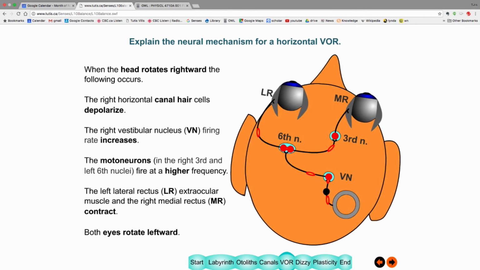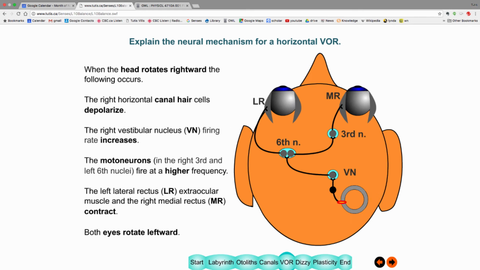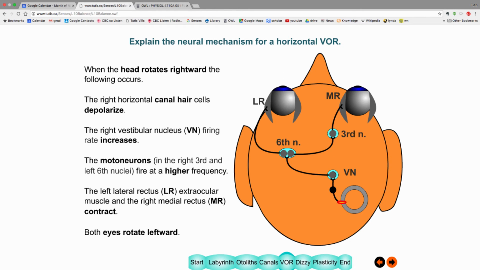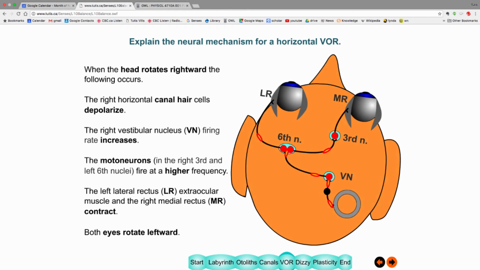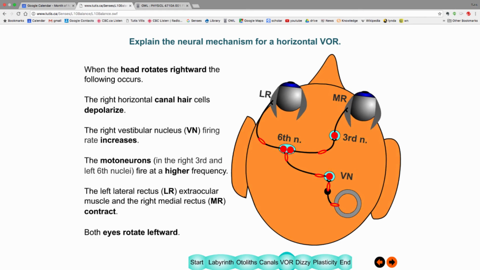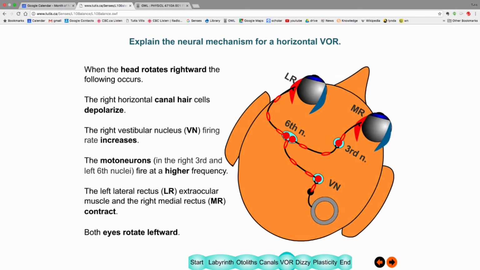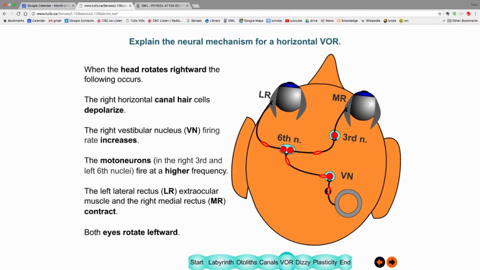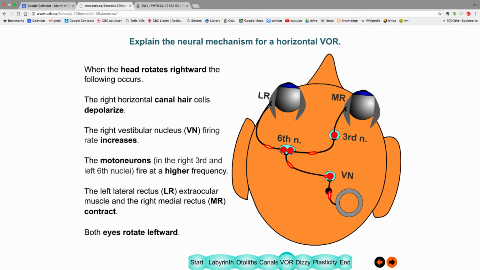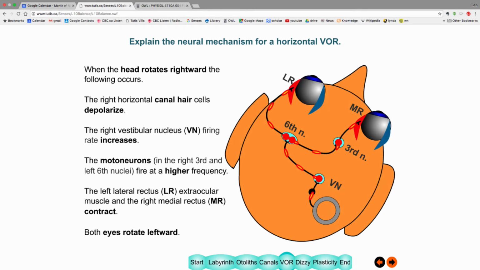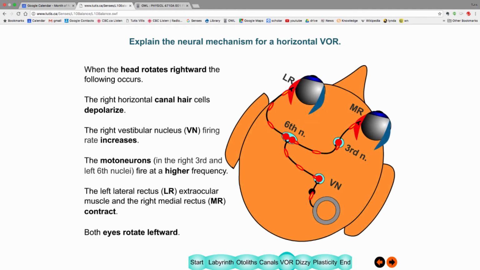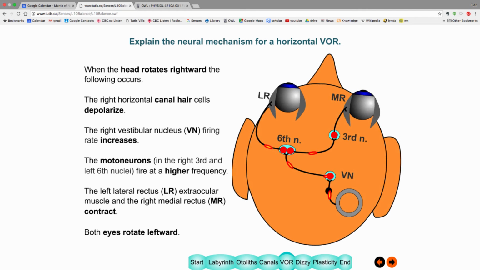So if your head turns, you increase the firing rate of the hair cells here, and they in turn increase the firing rate of everything along this pathway, causing this muscle here, which we now label as the lateral rectus, and the medial rectus on this side, to contract. Okay, when it does so, the eye turns in the opposite direction. So here the head is turning in this direction, that is to the right. Here the eye then turns to the left.